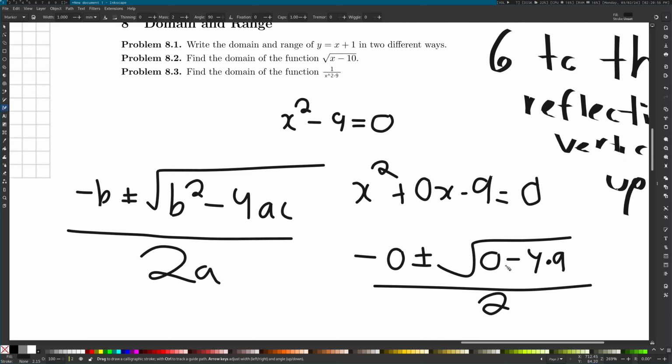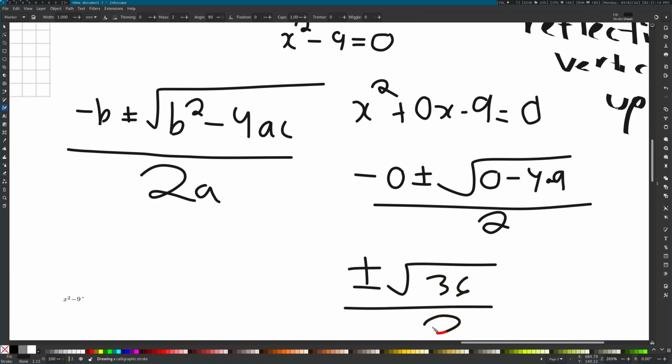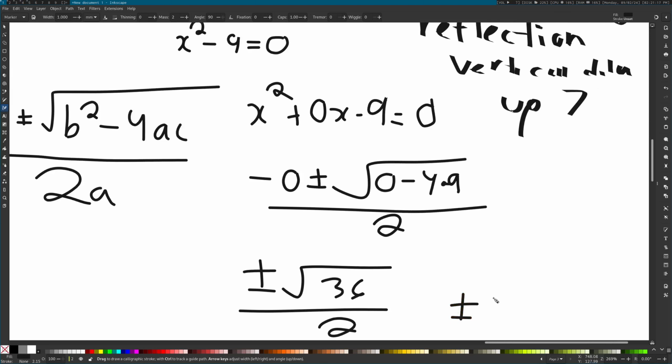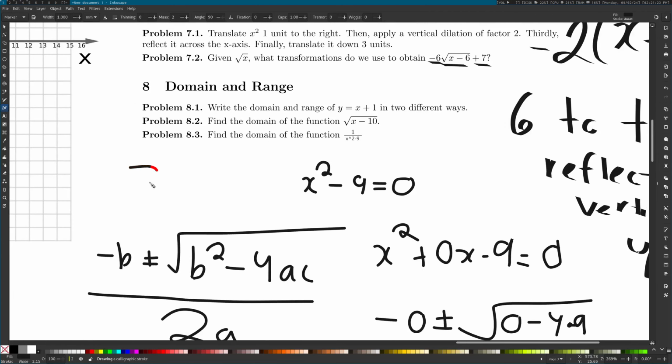Let's make sure we can do here. Times negative 9. Okay, so we're gonna have 0 plus or minus. Okay, 0 becomes irrelevant. So it's just plus or minus the square root of 36 divided by 2. Over 2. So it's negative 3 and 3. So plus or minus 3. Okay, so that means x cannot be equal to negative 3 or 3.